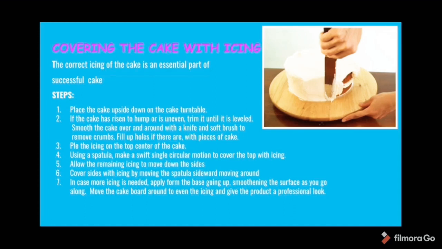Number one, place the cake upside down on the cake turntable. If the cake has risen to a hump or is uneven, trim it until it is leveled. Then smooth the cake over and around with a knife and a soft brush to remove crumbs. Fill up the holes, if there are any, with pieces of cake.